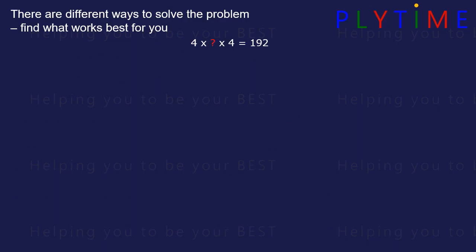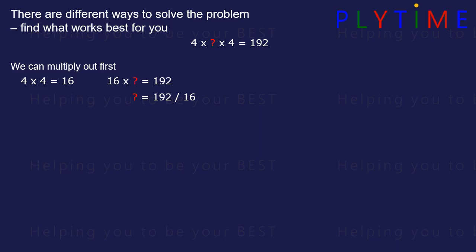4 times something times 4 equals 192. We could multiply out first. So 4 times 4 equals 16. So 16 times something equals 192. We have to divide 192 by 16 to get the question mark on its own.